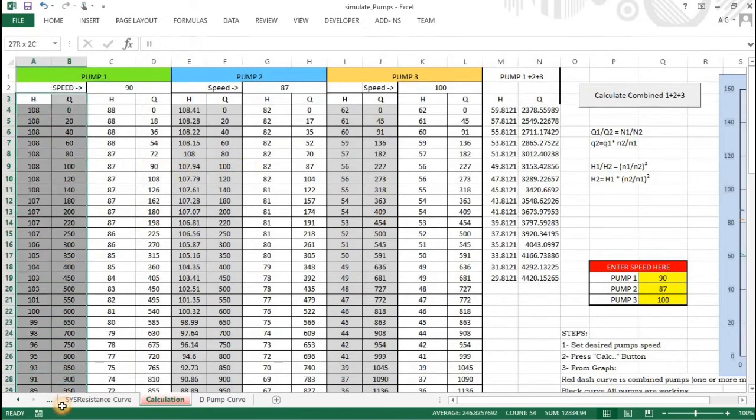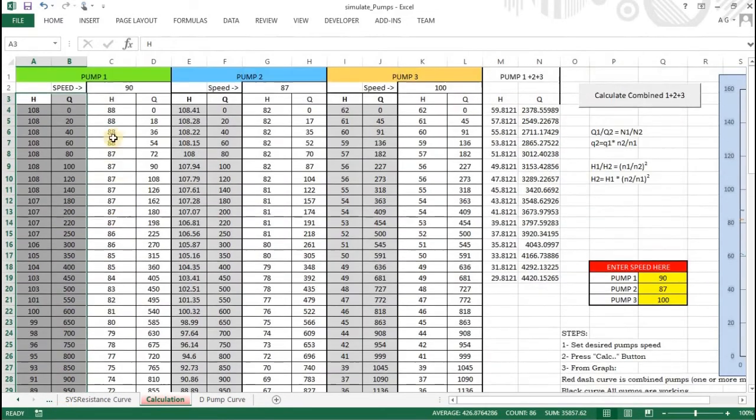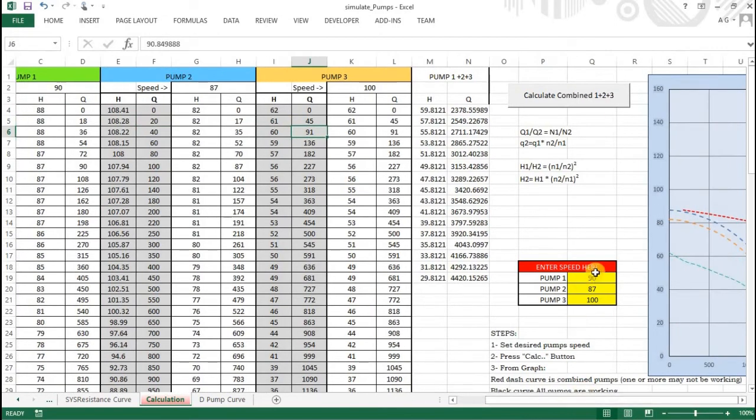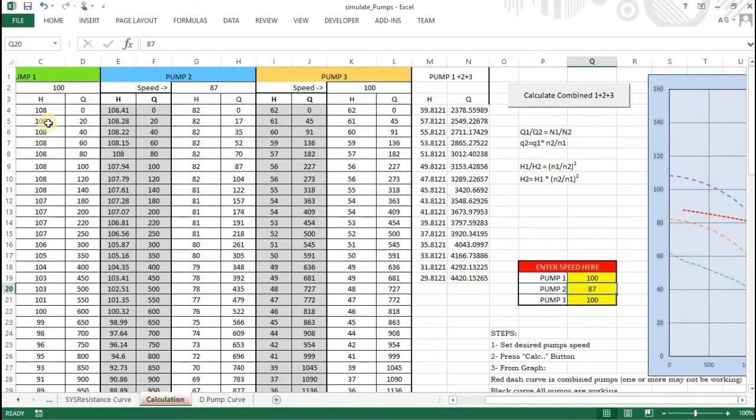This is the curve from the vendor, the actual pump 100% pump curve data, and this is my speed of this pump 1, and this is the new curve. Similarly, pump 2, pump 3, as we've seen before. So the only thing I added is the data here. Let's say if I put here 100, it just pumps in here and calculates the new curve. For pump 1, pump 2, pump 3, exactly the same.